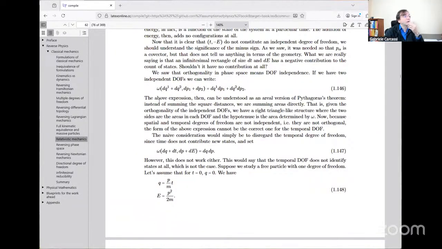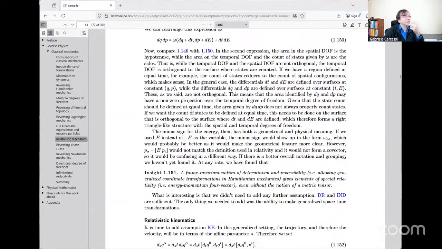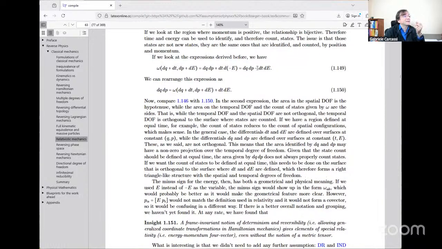And then we saw that we can define a symplectic form on that space, and that everything works as one would expect, with the difference that this minus sign physically means that the temporal degree of freedom does not give us new configurations. And so whenever we are counting states in the extended phase space, we have a correction, because we don't want to double count states, since the temporal degree of freedom does not really create new states.